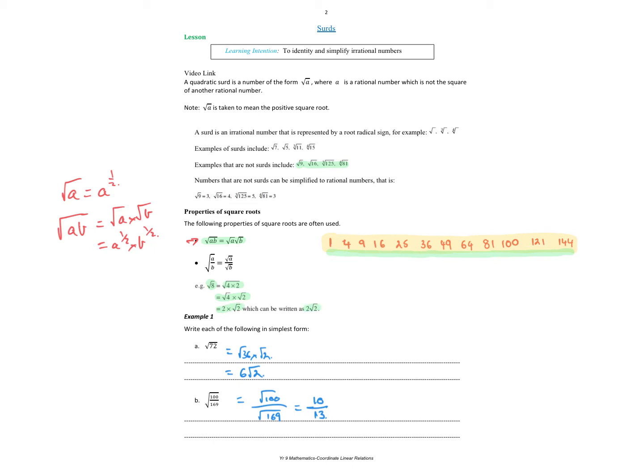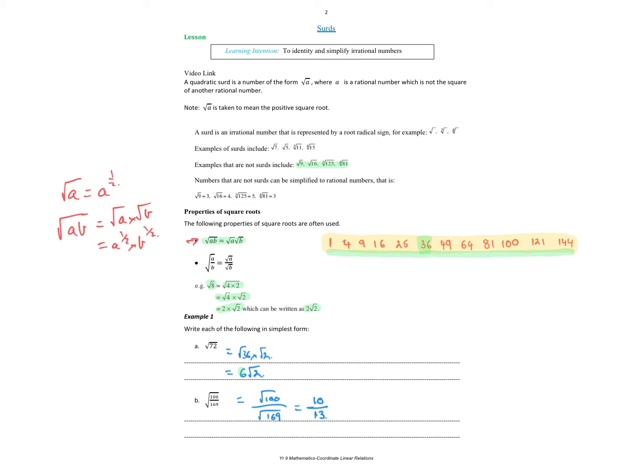I guess if we think about something like the square root of 20, actually, no, we'll leave it there. So let's have a look at example 1. The square root of 72 can be written as the square root of 36 times the square root of 2. Square root of 36, one of those perfect squares that I mentioned, is 6, and I've got a root 2 which can't be simplified any further.